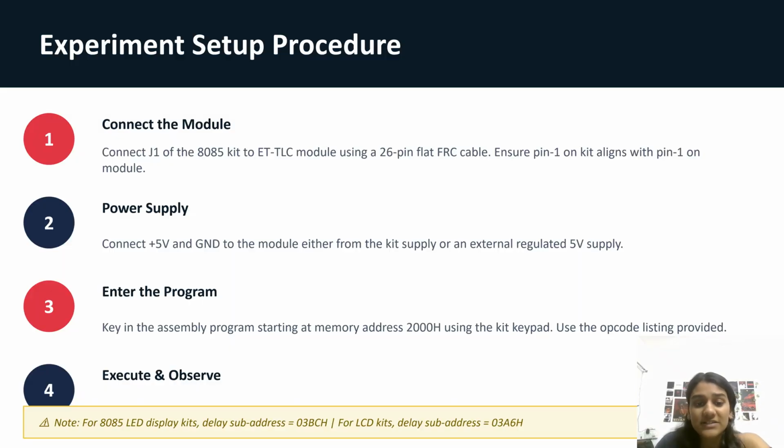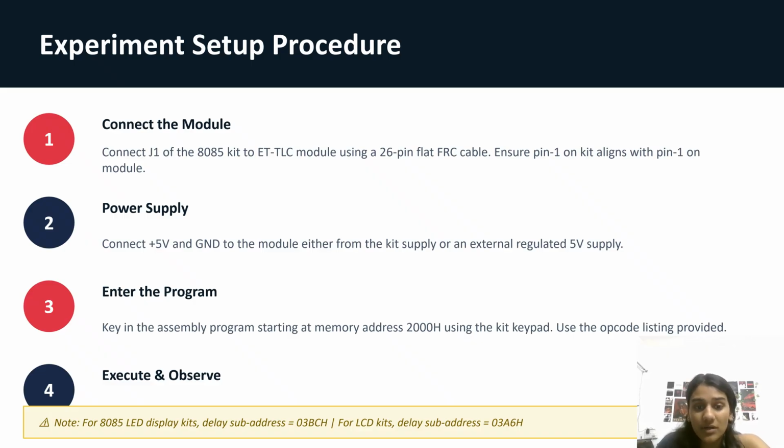Now, I'll briefly explain how we actually implemented and tested this system on the hardware. First, we connected the ETLTC traffic light module to the 8085 trainer kit using a 26-pin FRC cable. It is very important to ensure that pin 1 of the kit aligns with pin 1 of the module. Otherwise, the connections will be incorrect and the system may not work properly.